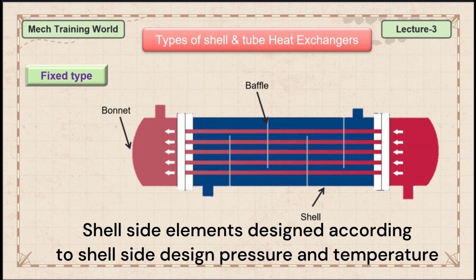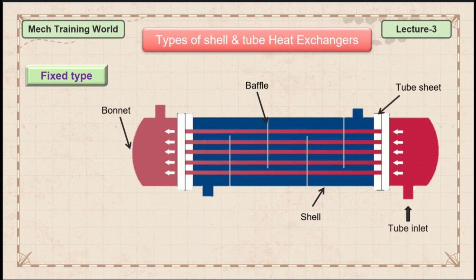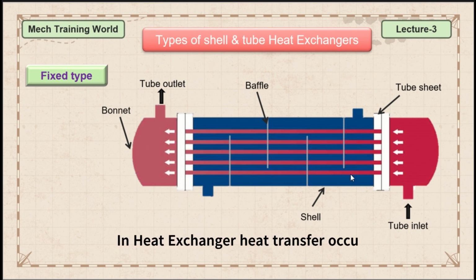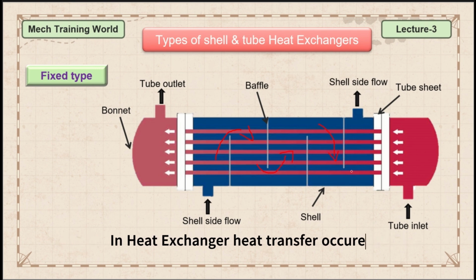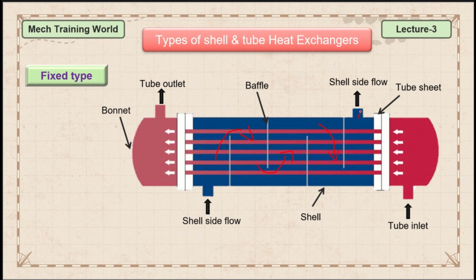So let's see the principle. Generally, one fluid enters through the tube inlet, flows through the tubes, and exits from the tube outlet. This is one pass flow only. The other fluid flows through the shell side, and it will travel like this, which increases the heat transfer rate, and then exits from the shell side. This is the general principle of heat exchangers.